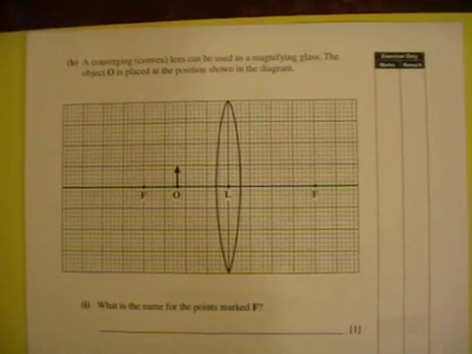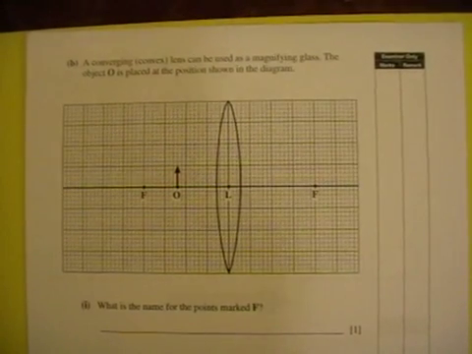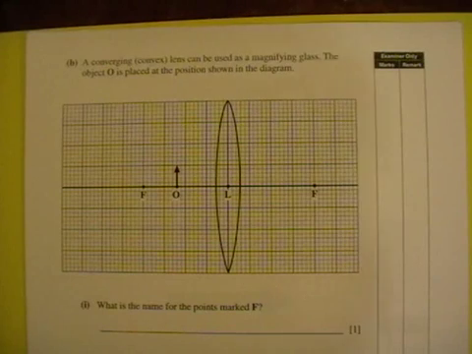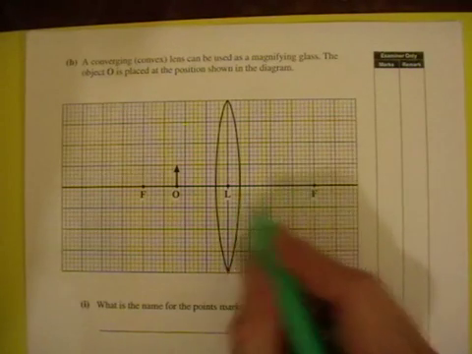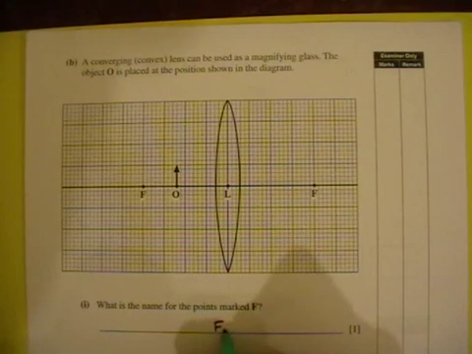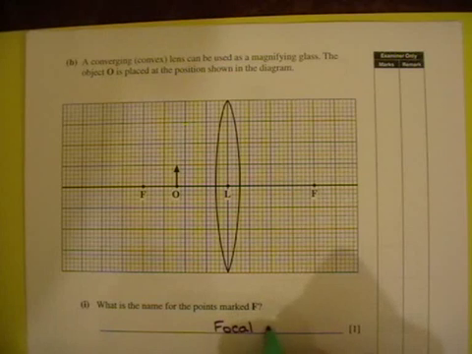Part B, so we've now got a lens question. A converging or convex lens can be used as a magnifying glass. The object O is placed at the position shown in the diagram. What is the name for the points marked F? And the point marked F is called the focal point.